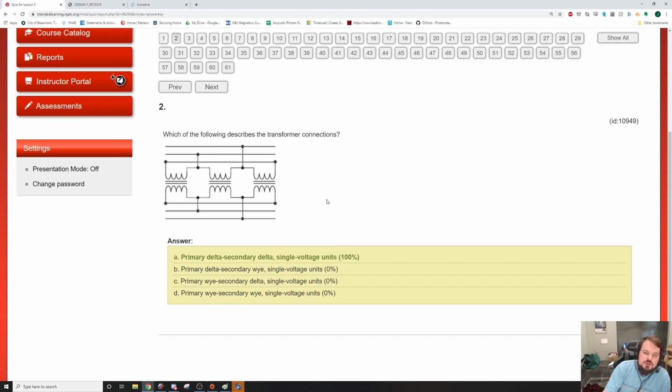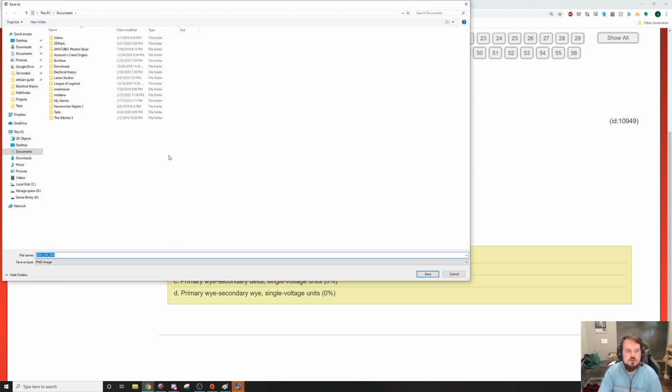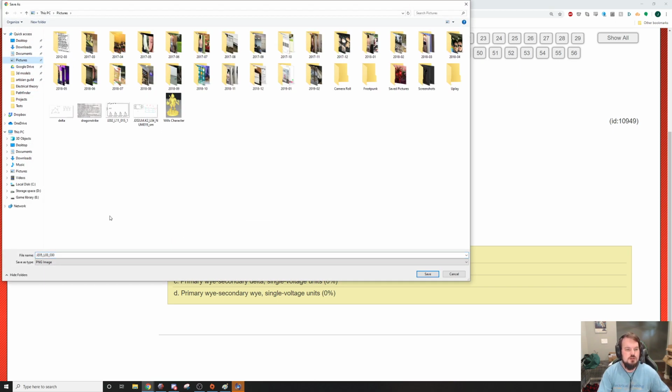So what we have here is a transformer connections. So this is a primary delta, secondary delta, single voltage. What they're talking about, you can see through here. I wonder if I can get the pictures. Let's do this.